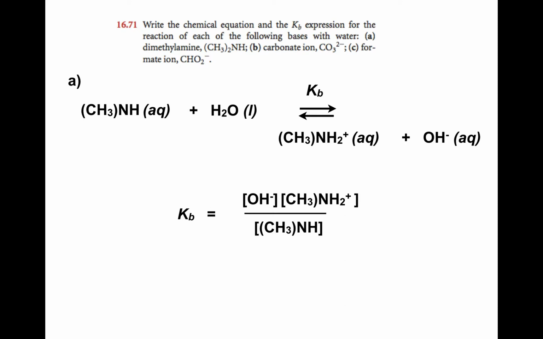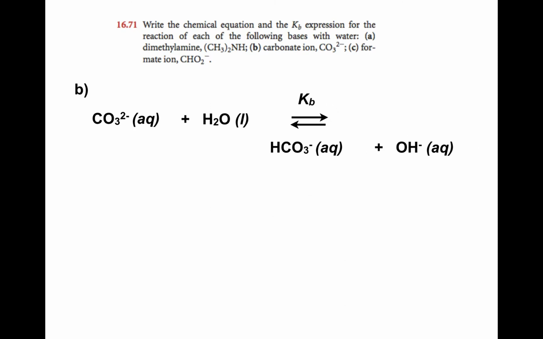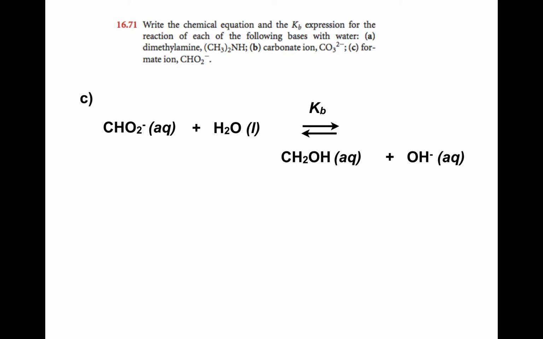So products over reactants, raised to the stoichiometric coefficients. This would be the Kb expression for when water protonates carbonate to form hydrogen carbonate and hydroxide, hydroxide again being the conjugate base of water when it acts like an acid. This would be the Kb expression. And this is the Kb expression for formate ion, and this is the equilibrium expression.